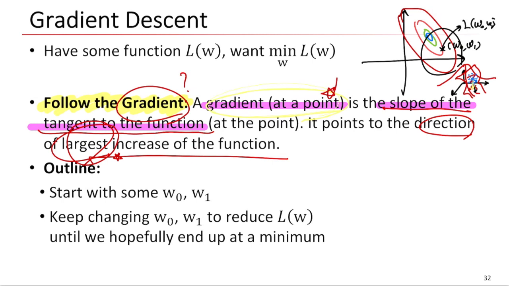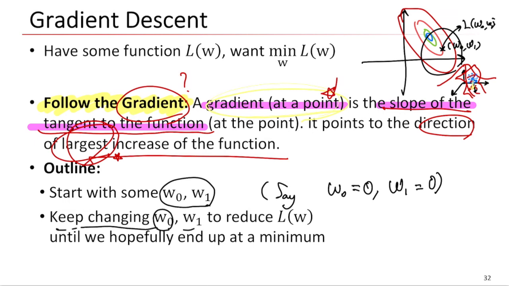So the idea of gradient descent is just to use the gradient. It means that we can start with some parameters called W0 and W1. Let's say we start with W0 equal to 1 and W1 equal to 0. And we keep changing W0 and W1 to reduce our loss function, because we have to find the minimum value, until we hopefully end up at the minimum. Okay, this is the intuition of the gradient descent algorithm.